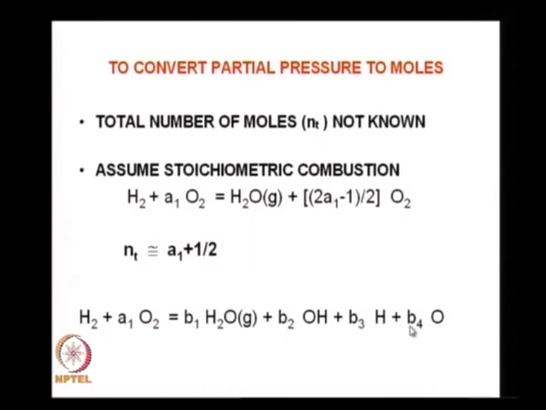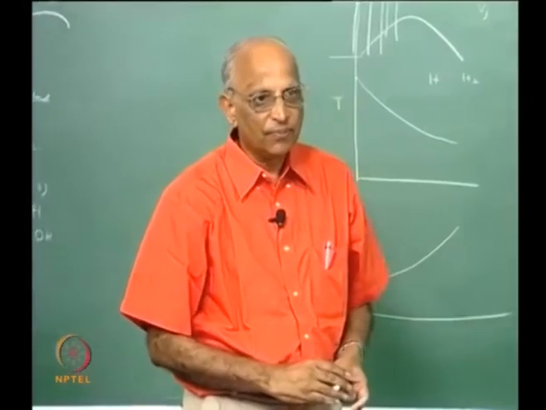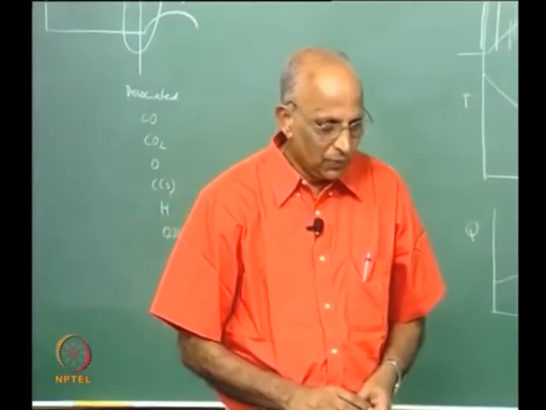Namely, I should be able to get B1, B2, B3 and B4, and maybe I will continue this in the next class. I will just get started at this point in time. We will see how to get the number of moles B1, B2, B3, B4, and this will be an iterative process because we are assuming something and have to correct for it. This is what I will continue with in the next class. Well, thank you then.